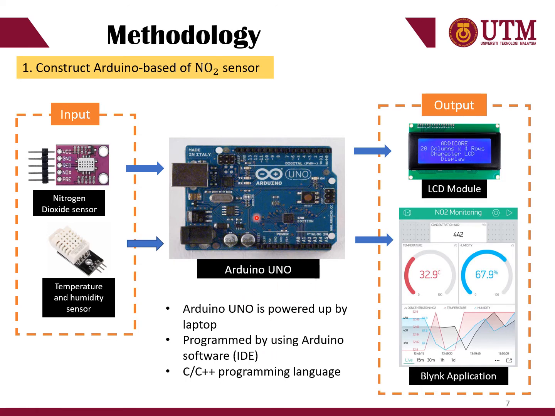The Arduino will receive data from the sensors. The nitrogen dioxide sensor functions to detect nitrogen dioxide gas concentration. And the temperature and humidity sensor is to monitor the temperature and humidity of the surrounding air. This is to ensure the performance of the NO2 sensor. The raw data taken from the sensors was collected and processed by the Arduino. And then it was displayed directly on the LCD module embedded in the Arduino.